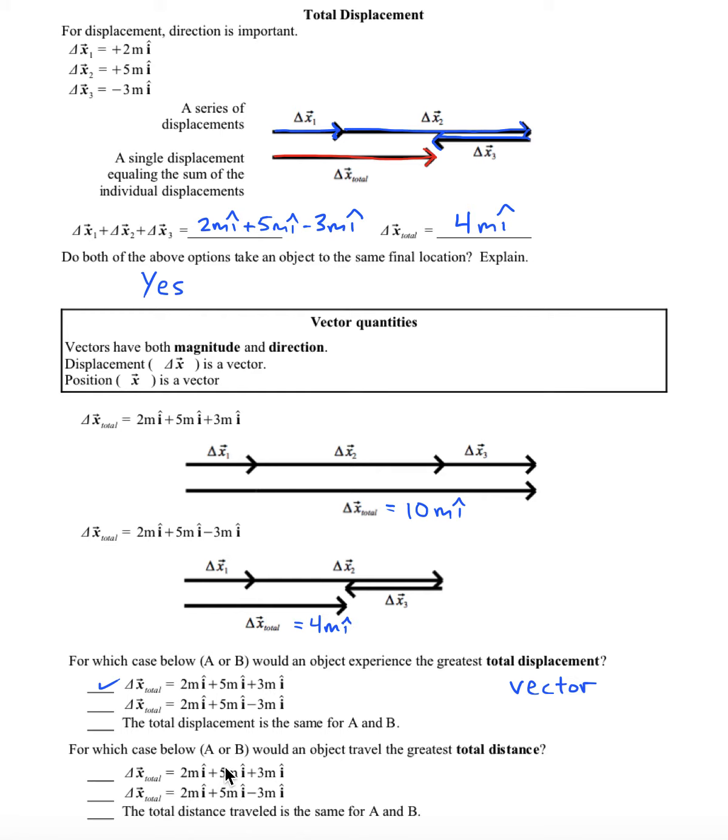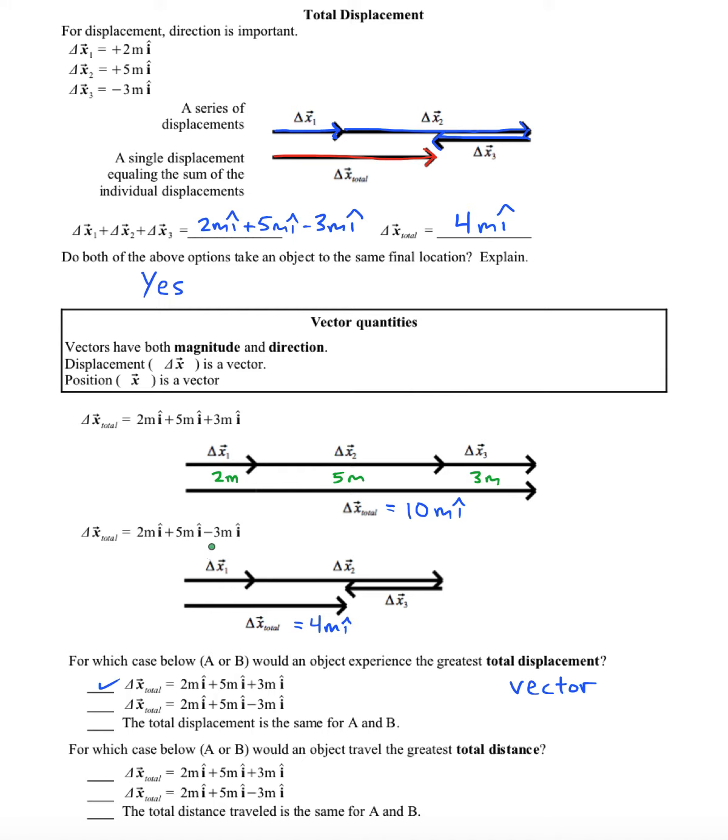But for which case below would an object travel the greatest total distance? So when it comes to distance, the direction doesn't matter. What matters is how far you travel. So let's add them up. The person will travel 2 meters, then 5 meters, and then 3 meters. In this case, that's 10 meters.